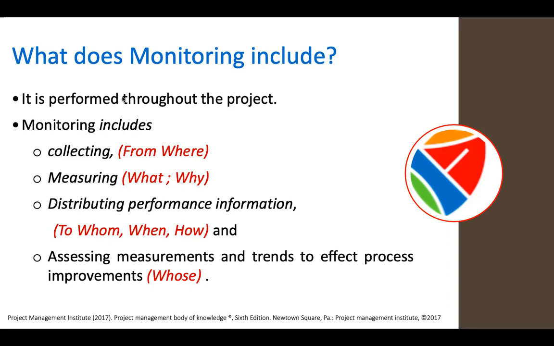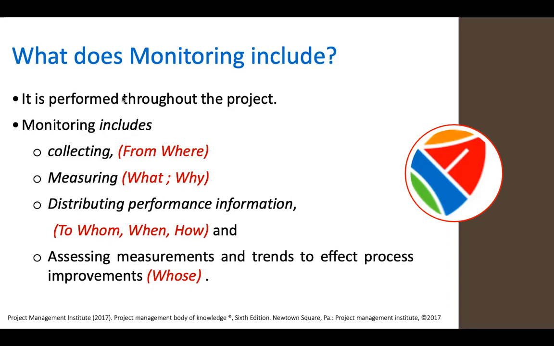Whom means whether it is going to see you, when you should send the email. So maybe first day of the week or second day of the week, and how, whether somebody likes email information or somebody wants printed information. So you should be distributing information according to their choices, not your choices. Then assessing measurements and trends to effect process improvement.